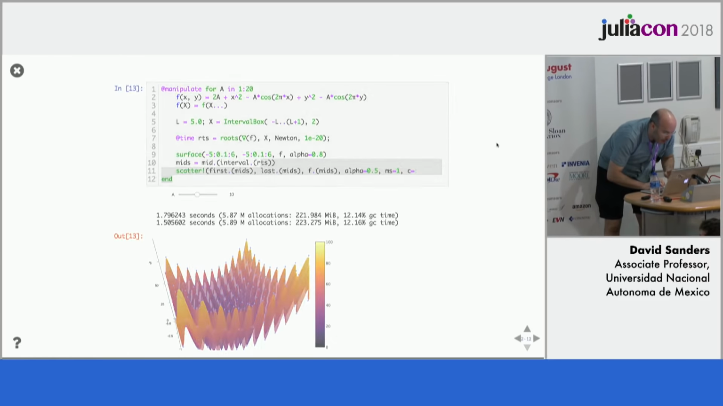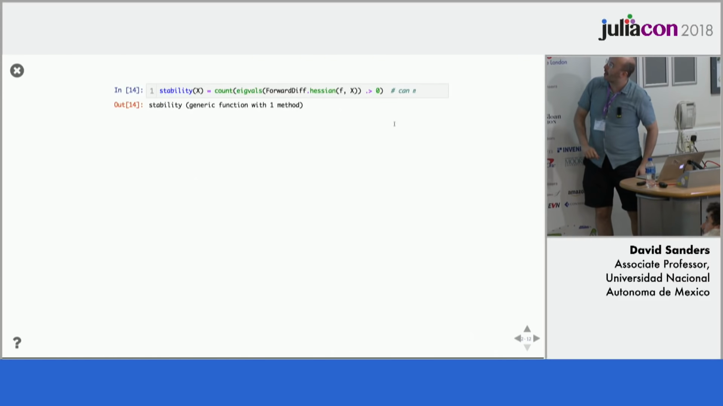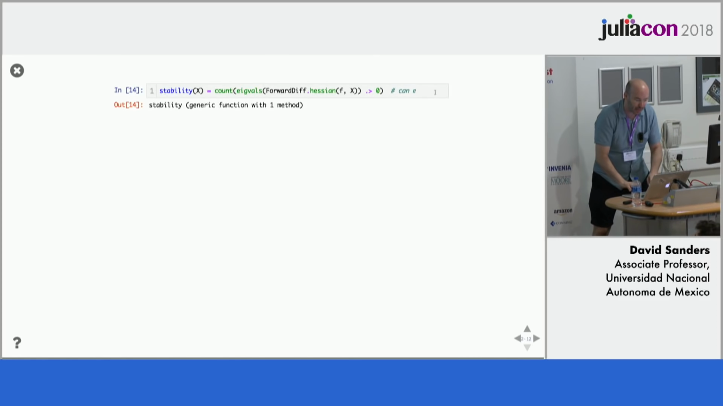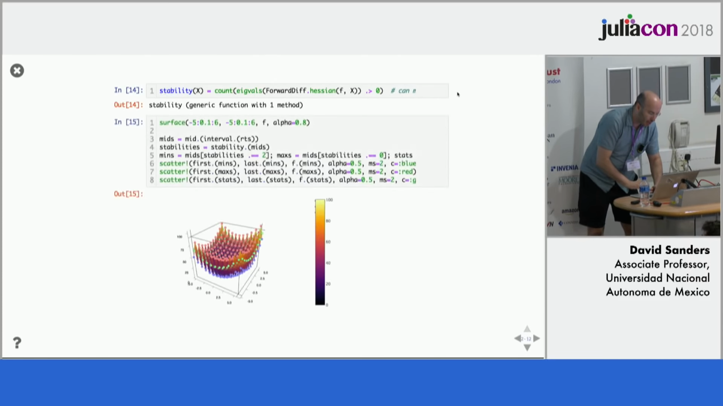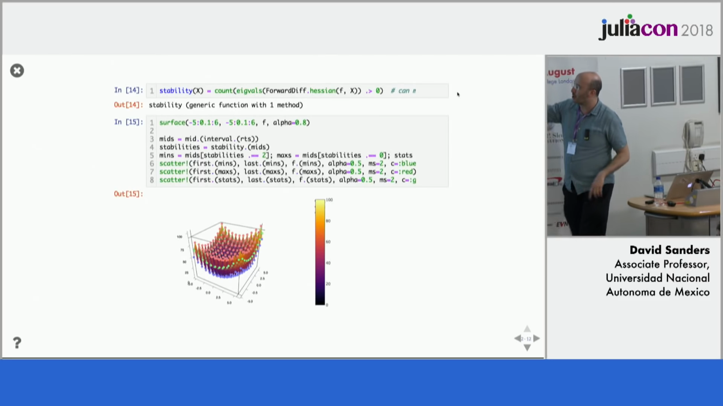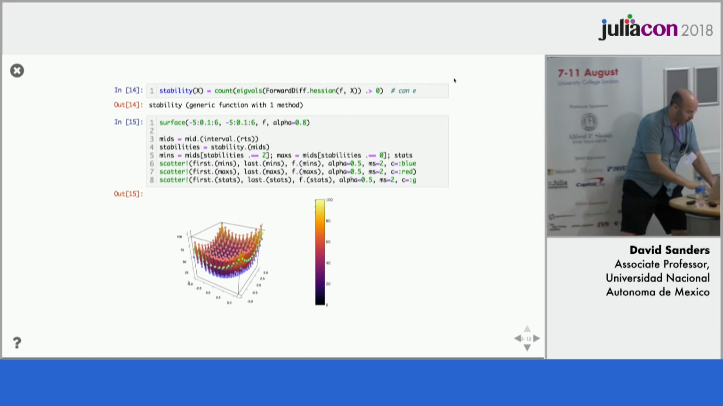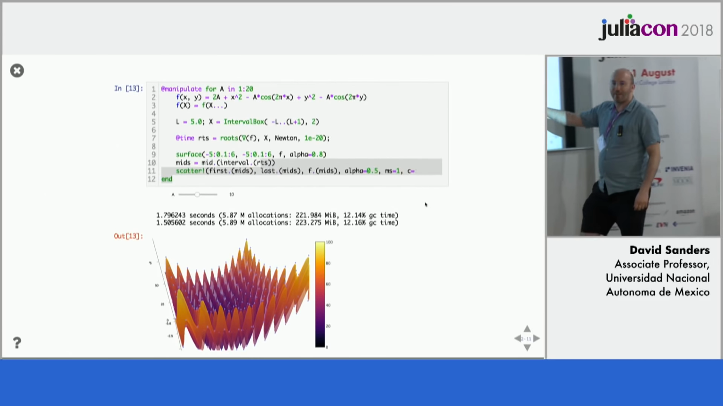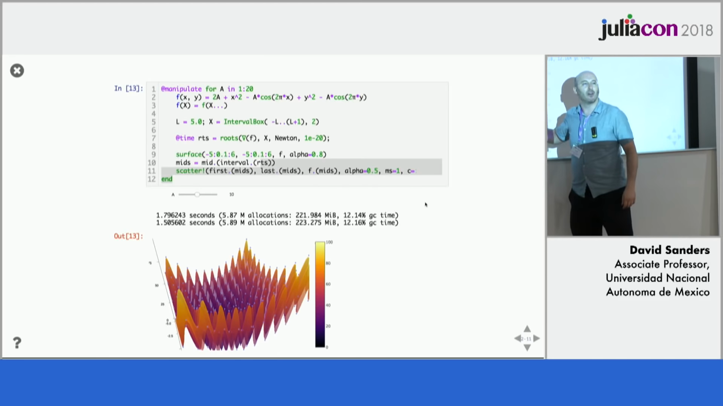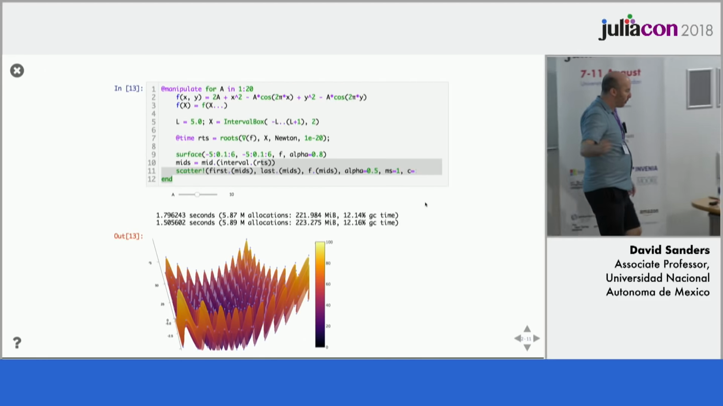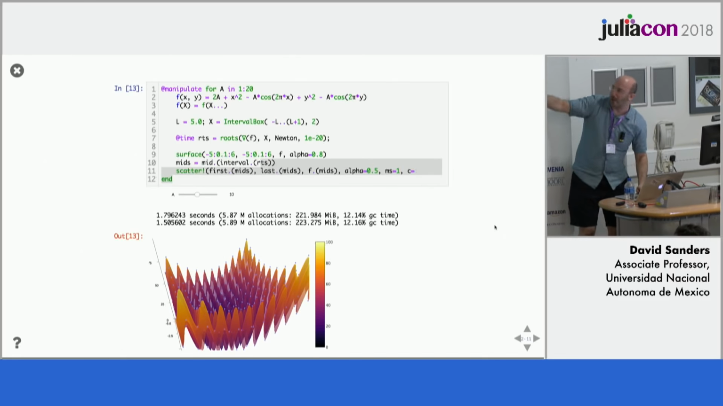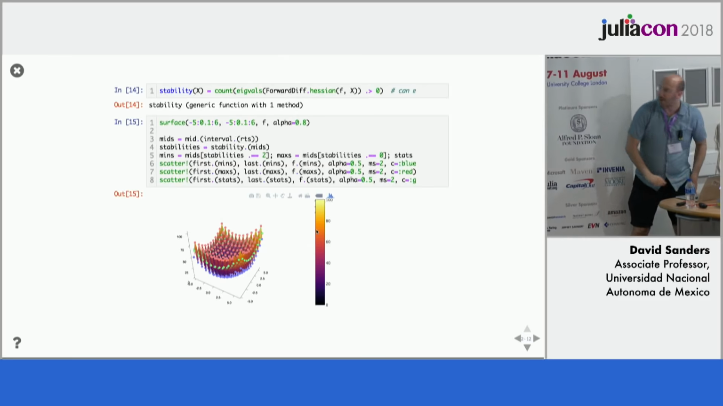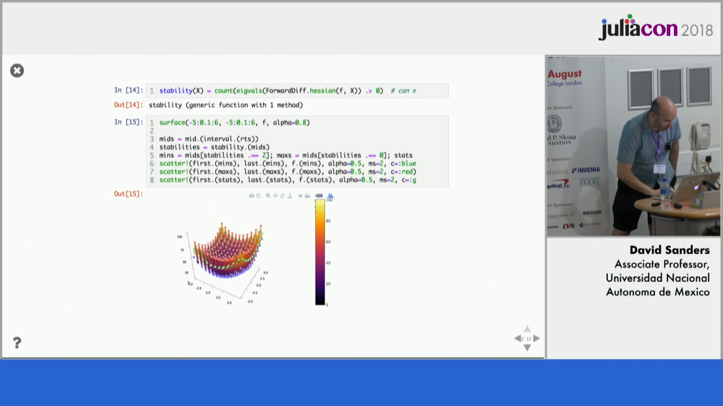Okay, and then what can I do? I can calculate the stability of each of those just by counting the number of eigenvalues of the Hessian that are bigger than 0, again with ForwardDiff. So this calculation is not rigorous. The previous calculation was rigorous. This is proving that there are exactly 529 stationary points of this function in this box, and they are unique in their little intervals. And now I'm doing a non-rigorous calculation to classify them as maxima, minima, and saddle points.